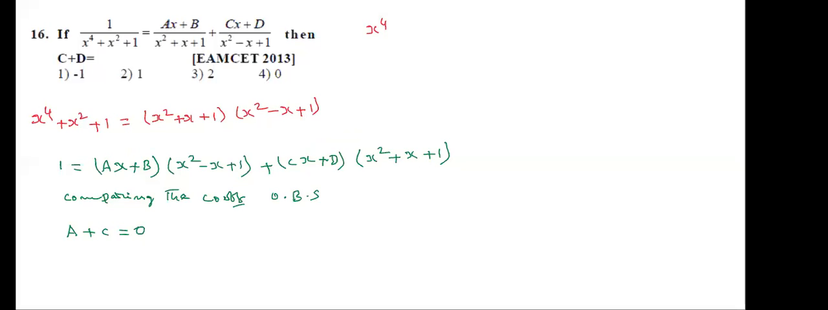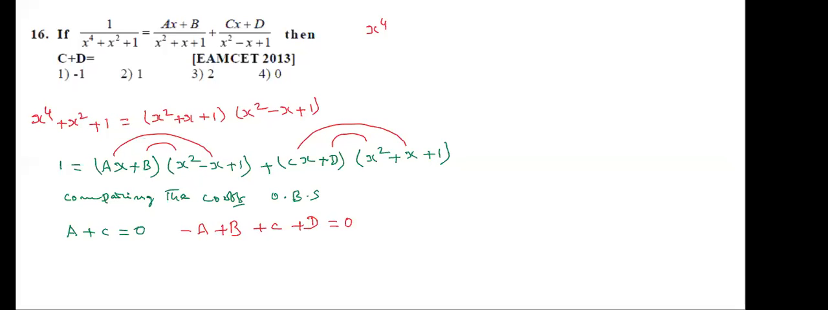Next, what we have to do? Go to x square coefficient. These two give minus a, and these two give plus b. Next, these two, cx into x, cx square, c, and next to these two, plus d, that is equal to 0. So here we finally got minus a plus c plus d is equal to 0. This is the x square coefficient.